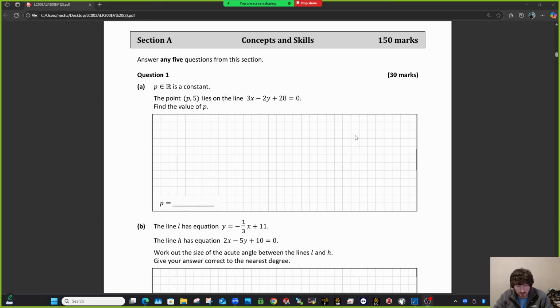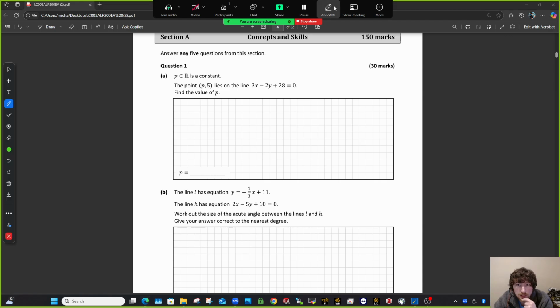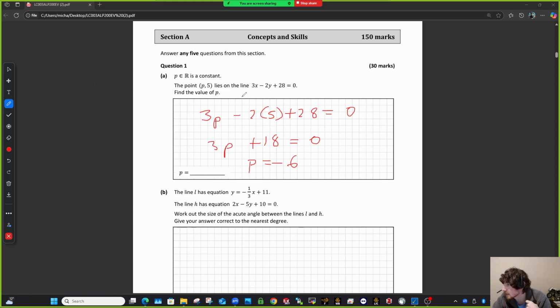Okay, so question 1 then, fairly routine. Checking if a point is on a line. All you've got to do there is sub the point into the line and it'll all work out. So 3p minus 2 bracket 5 plus 28 equals 0. 3p plus 18 equals 0. Bring the 18 over, get minus 18, so p works out as minus 6. And it just wanted the value of p, so that's fine.